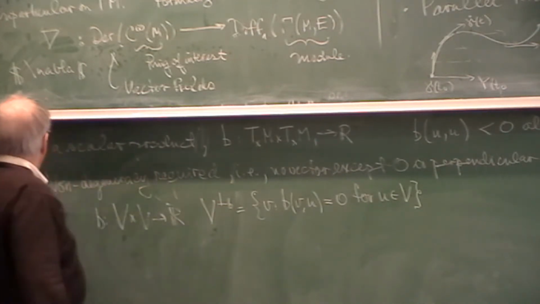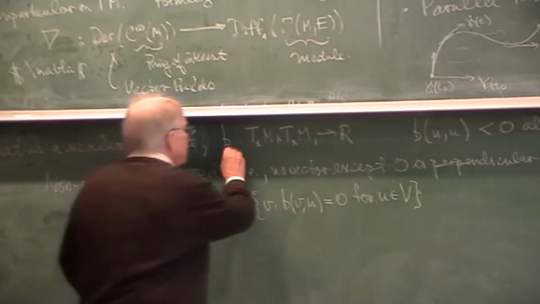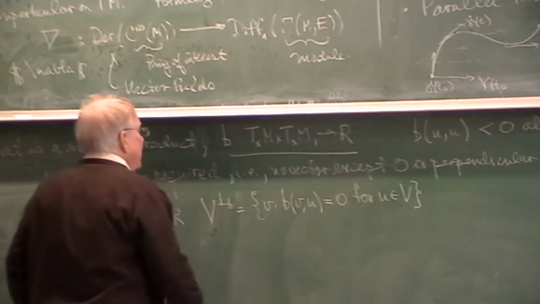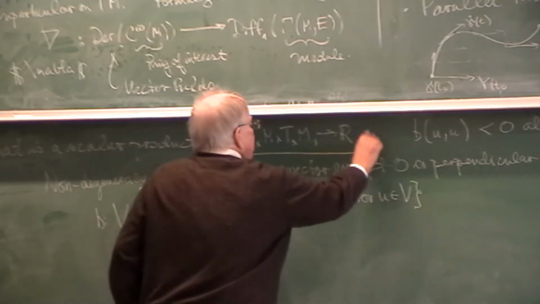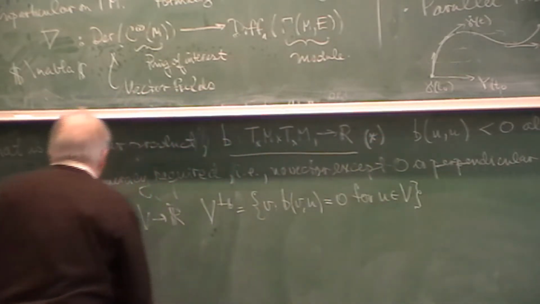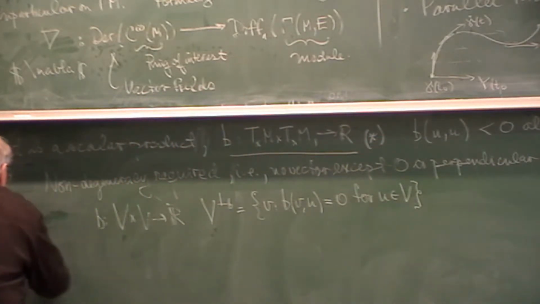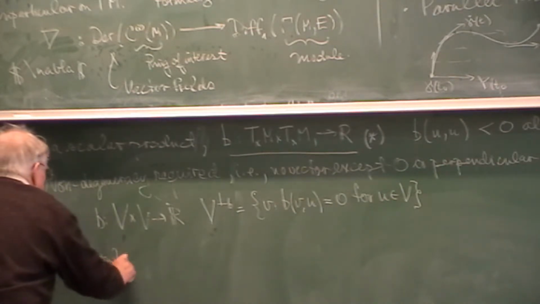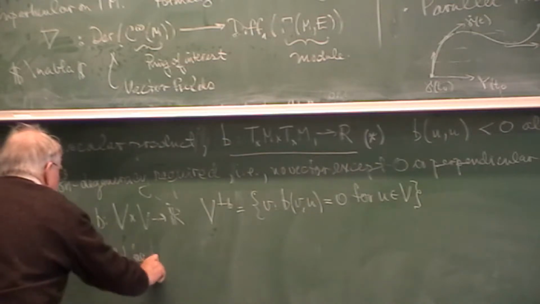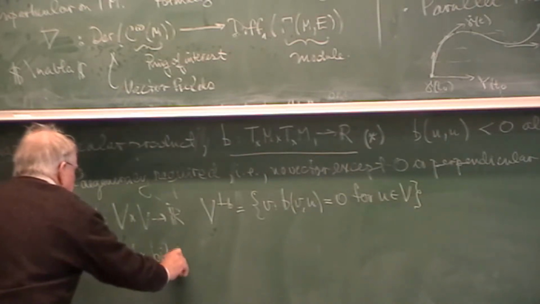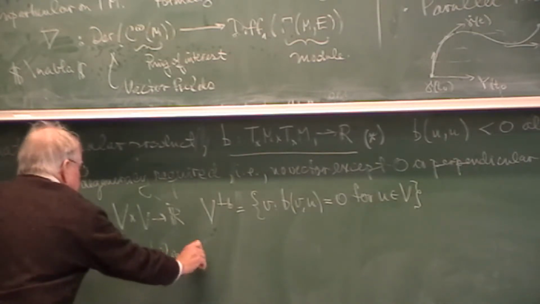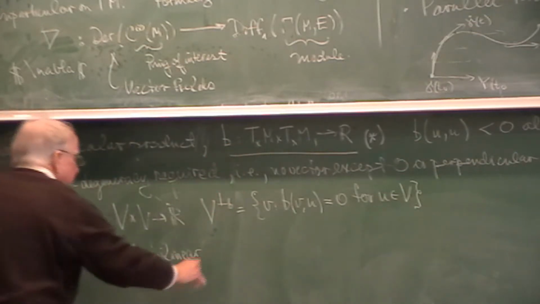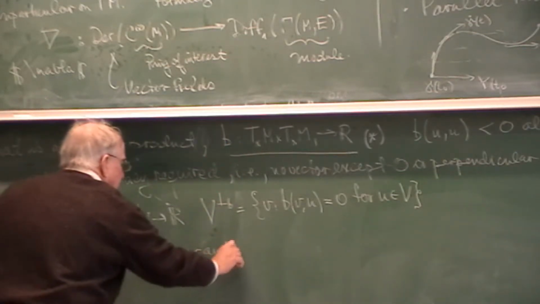Okay, so what Riemann wanted to do, he wanted to understand what this thing here is. Well, let's see what Riemann says it should be. Riemann says it should be bilinear. So that means linear in each argument, and non-degenerate.